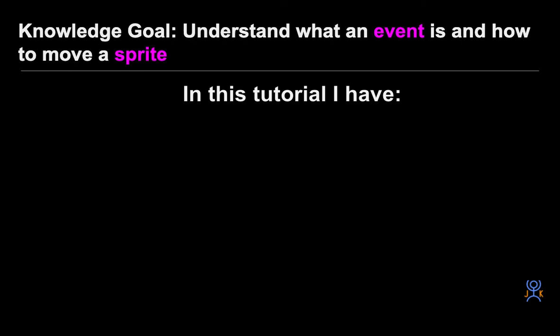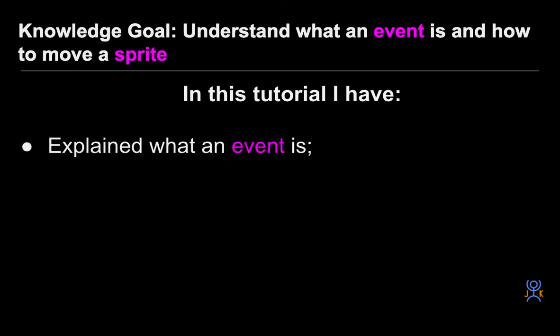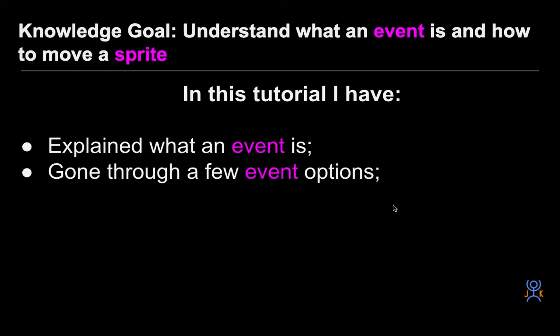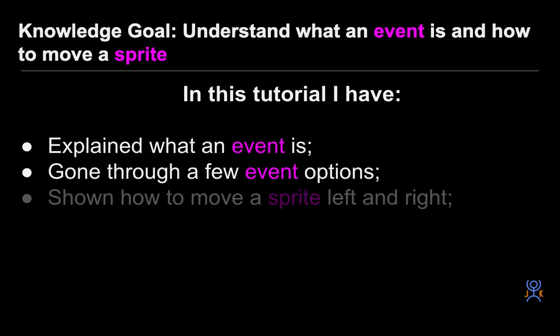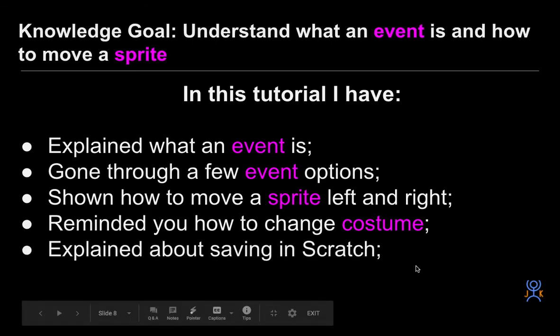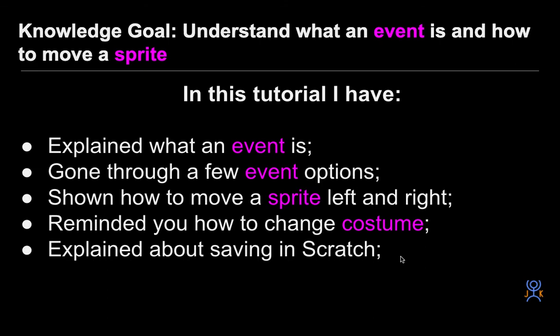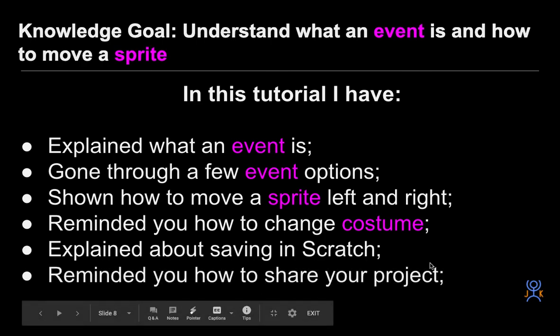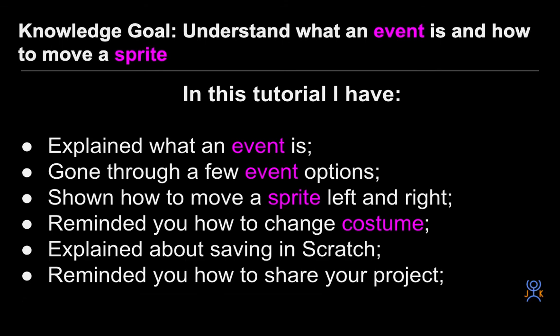So in this tutorial I have now explained what an event is. So it's like a trigger that starts things, like key presses. I've gone through a few event options, well, two, that would do. So it was the start button and the when key is pressed option. I've shown how to move a sprite from left to right and make him point in the right direction, which was quite handy. Reminded you how to change the costume so that he would be pointing in the right direction. I've explained about saving in Scratch, how it happens automatically and it's saved online, but you can save versions of it to send around, and reminded you how to share your project.